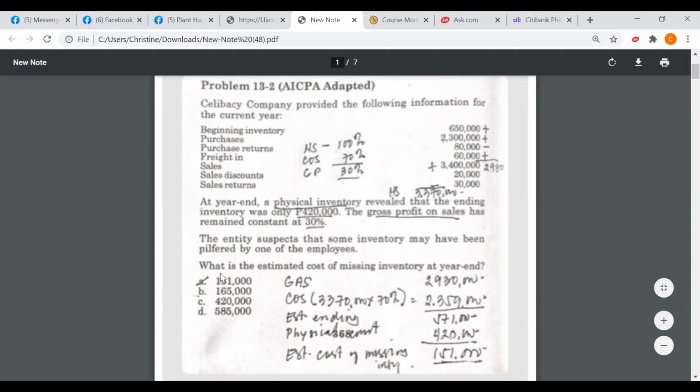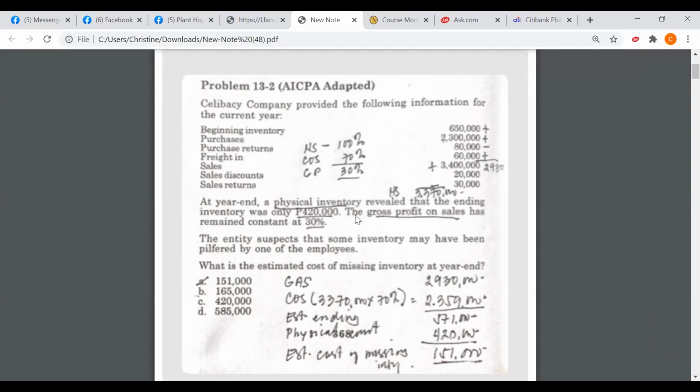So we are required: what is the estimated cost of missing inventory at year end? We are given the beginning inventory, purchases, purchase return, freight in, sales, sales discounts, and sales returns. At year end, a physical inventory revealed that the ending inventory was only 420,000. So this is the actual count. The gross profit on sales has remained constant at 30%.